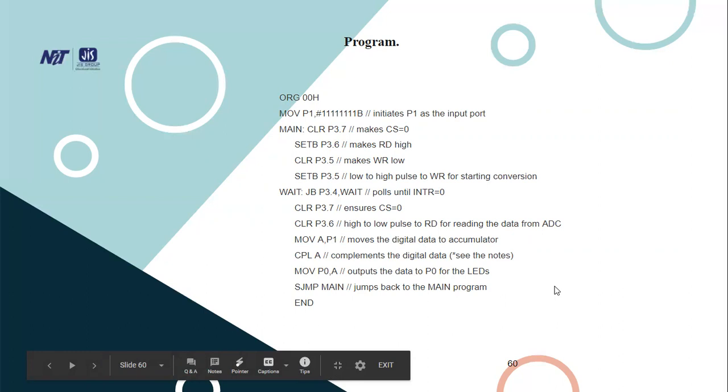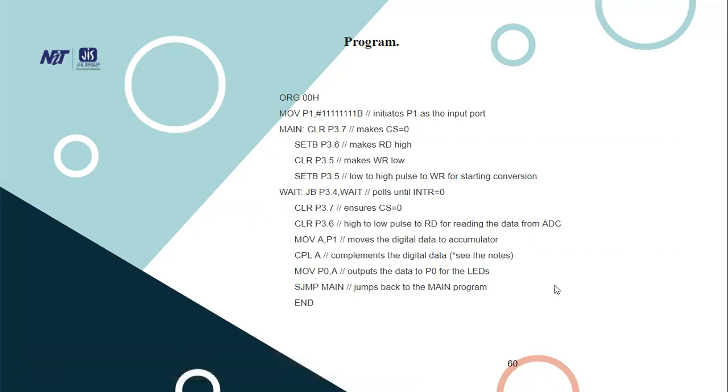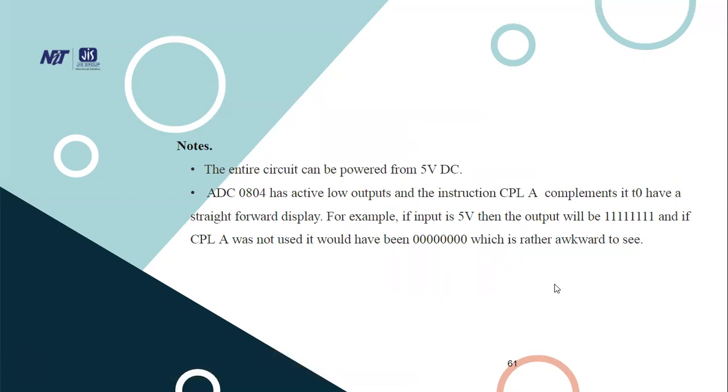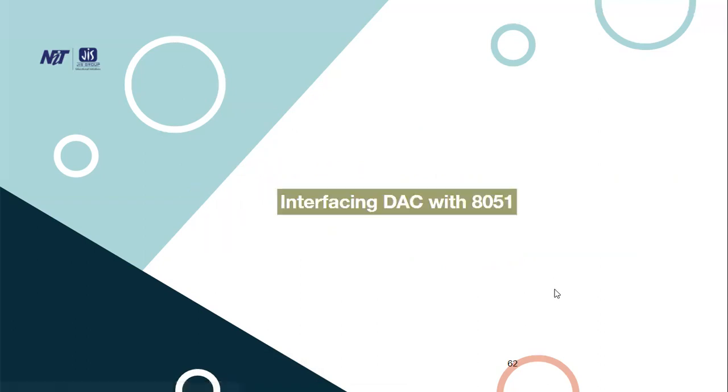So this is an example of how interfacing is done. The entire circuit can be powered from 5-volt DC. The ADC 0804 has active low outputs, and the instruction CPL A complements them to give a straightforward display. For example, if the voltage is 5 volt, then the output will be 1111 1111, and if CPL A was not used, it would have been 0000 0000, which means 8 zeros, which is rather awkward to see.